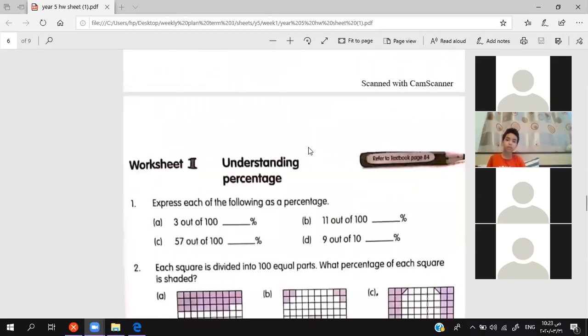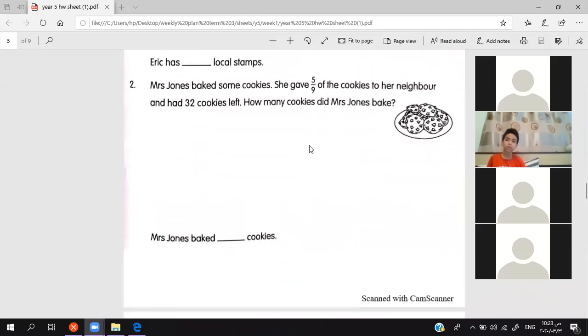Okay, I'm explaining the last question again. Here it needs lots of thinking, this question. That's why I said I would start with this page. Here he's saying Mrs. Jones baked some cookies. She gave 5/9 of the cookies to her neighbor. What did I understand? I understood that she divided the cookies into 9 parts and gave 5 parts of them to her neighbor. Okay? Until here you understand.